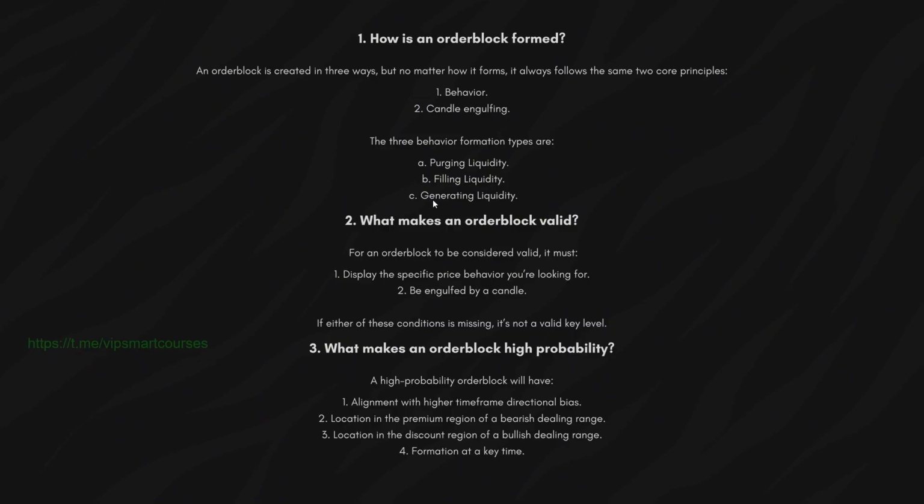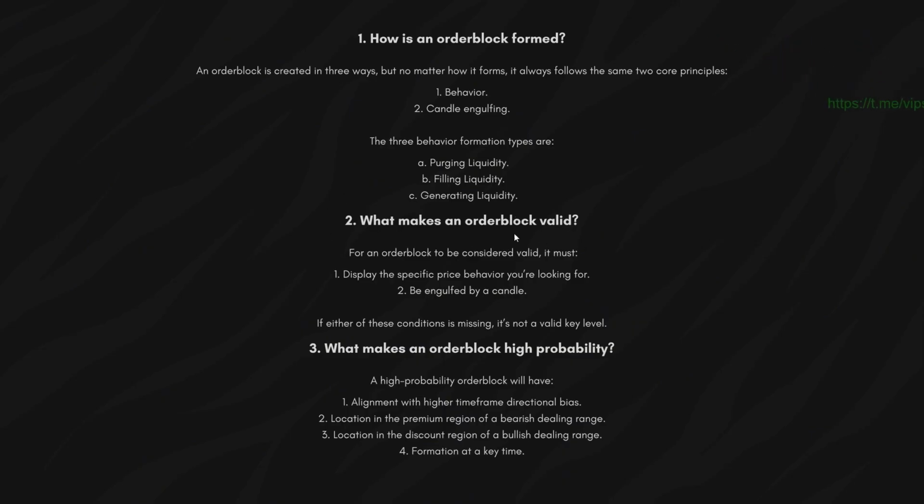And the third one is generating liquidity, and that is basically when a candle generates liquidity in the form of a CRT or a candle range, and then that candle range gets engulfed or purged. That also leads to the formation of an order block. These are the foundations. Okay, now let's talk about the second question, which is what makes an order block valid?